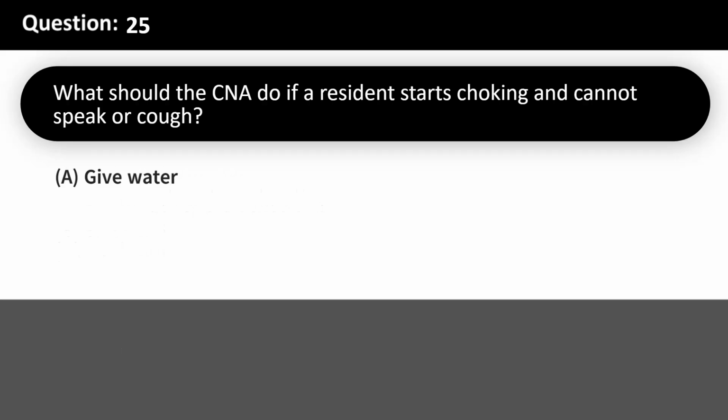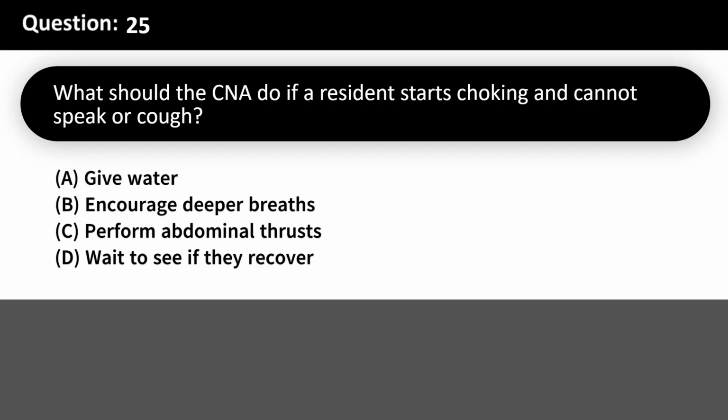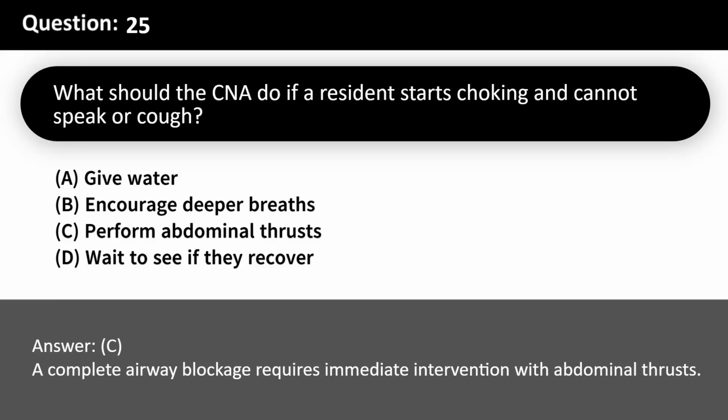What should the CNA do if a resident starts choking and cannot speak or cough? A. Give water. B. Encourage deeper breaths. C. Perform abdominal thrusts. D. Wait to see if they recover. Answer: C. A complete airway blockage requires immediate intervention with abdominal thrusts.